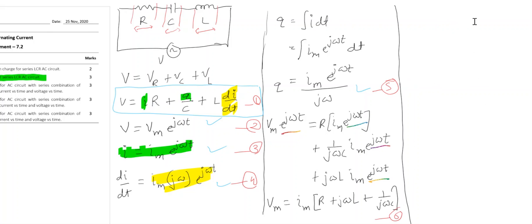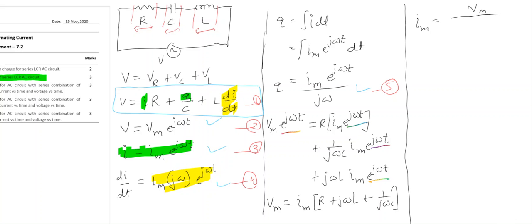So now if I use 6 in equation 3, what we'll get? No, let me still simplify it. Let me make Im the subject of the formula. So Im, that is the maximum value of current, is the maximum value of voltage Vm upon R plus j omega L plus 1 by j omega c.